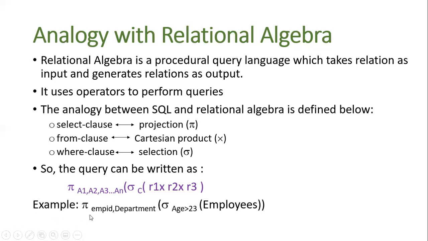So in the example below, we have taken the same example, the same table, pi, employee ID, department. These are the two attributes. And then we have sigma, and we have the condition whose age is greater than 23. And it will get these details from the employees table. So in this way, we can get the relational algebra correspondence with our SQL.